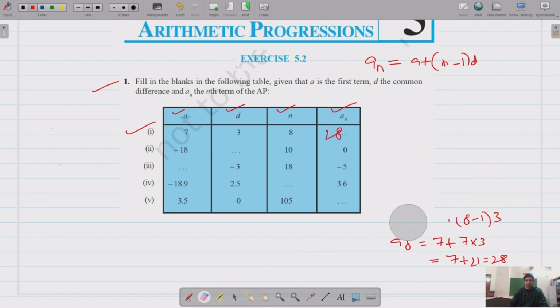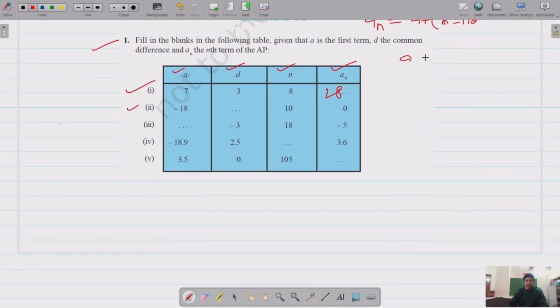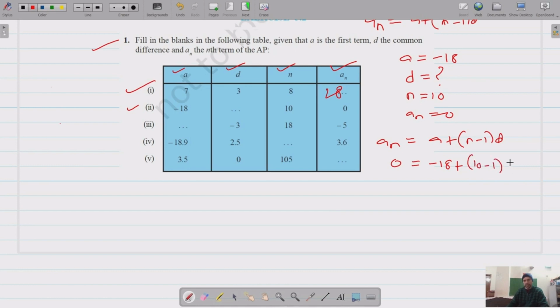And moving on to the second part. For the second part, a is minus 18, d is missing, n is 10, and the nth term is 0. And we know that the nth term is equal to a plus n minus 1 into d. Nth term is 0, a is negative 18, n is 10 minus 1, and d is missing. So if we bring this 18 to this side, it's plus 18, 10 minus 1 is 9, and d is 2. So this d is 2.